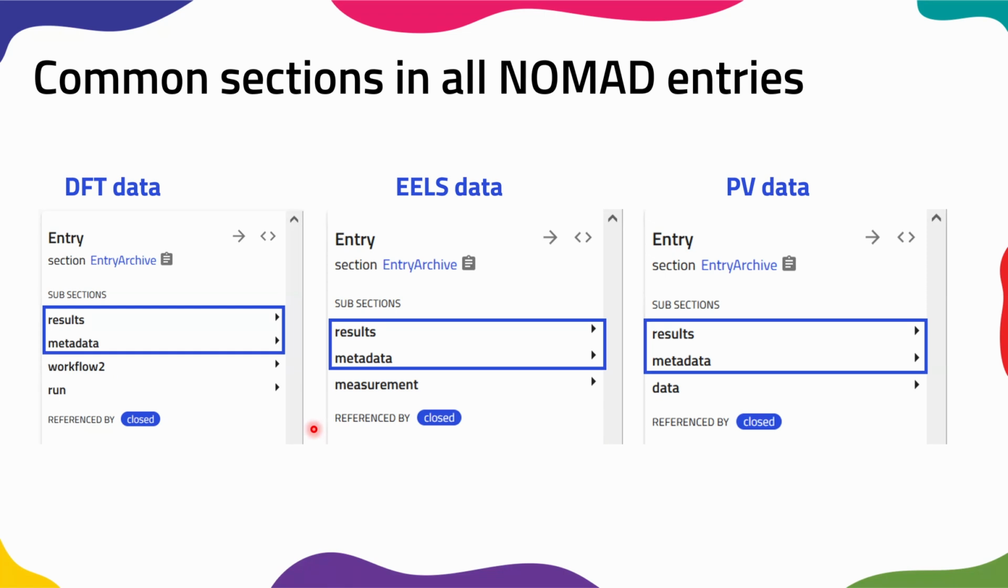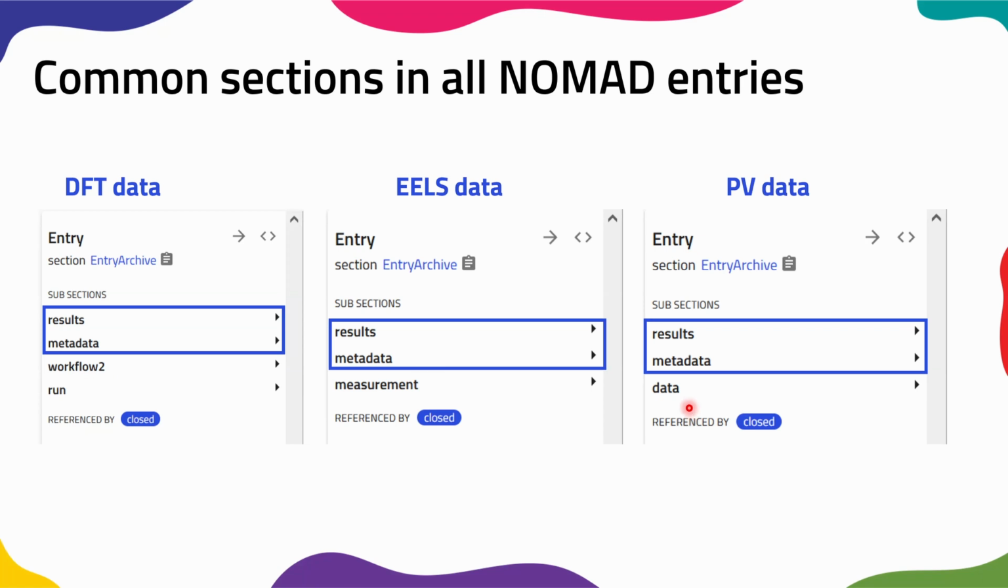However, for the specificity of the data uploaded, you would find different sections or subsections called to be more suited for your data. For example, for DFT data, you would find the run section or the workflow section. In the case of EELS, you'll find a measurement section. For PV data, you'll find a data section.